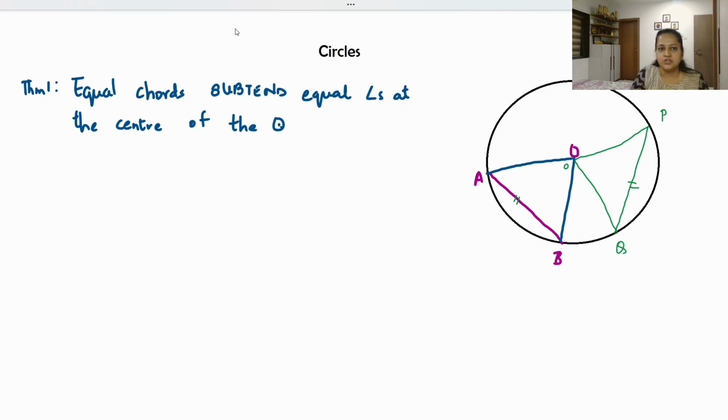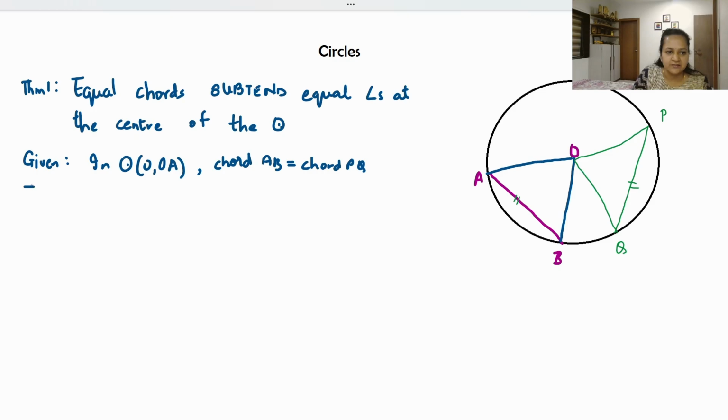Is it understood? So what is given to us? We are given that in a circle with center O and radius, radius could be OA or OB or OP or OQ, whichever you want to write. I'm saying in a circle with center O and radius OA, we are given that chord AB is equal to chord PQ. If so, then we have to prove that angle AOB is equal to angle POQ.